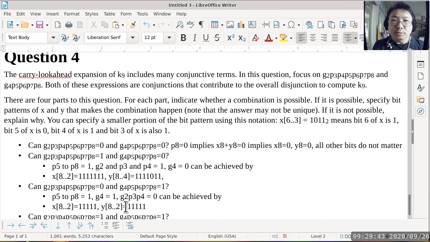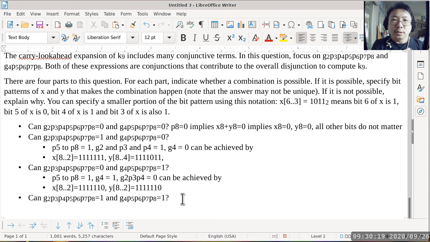In this case, I'm just going to make P3 a non-zero, and then we'll make G2 a 0. To make G2 0, there are like 3 ways to make it because we just need at least one 0 between the x and the y. But 0 0 would definitely do it, right? Because 0 and 0 is 0. So once again, this is bit 2, this is bit 3, 4, 5, 6, 7, and bit 8. So now we have specified the entire bit pattern for x and y.